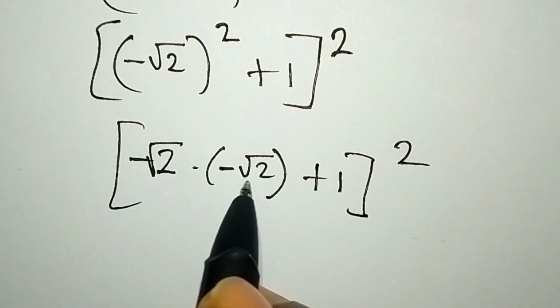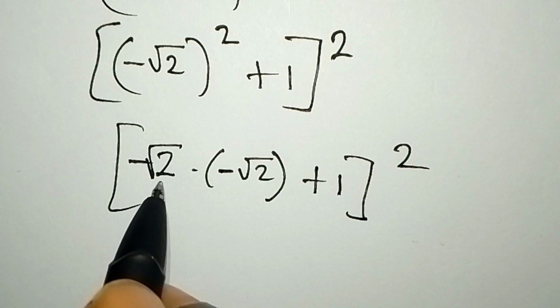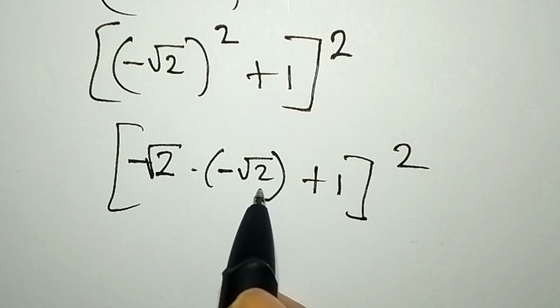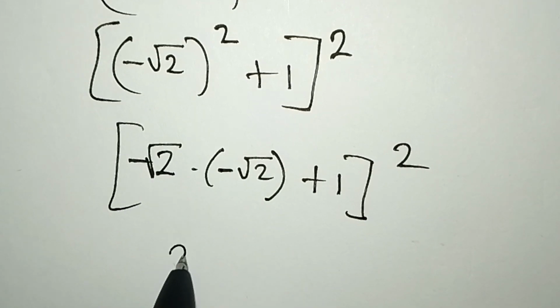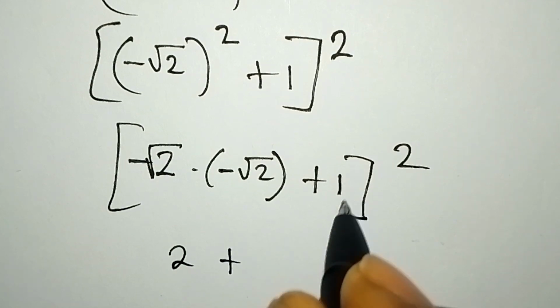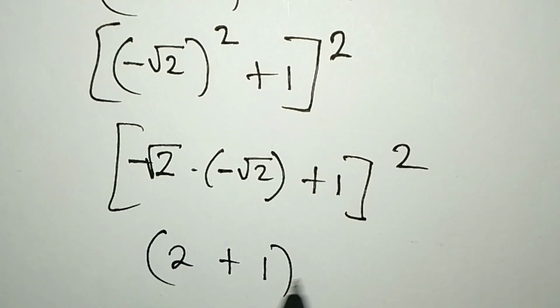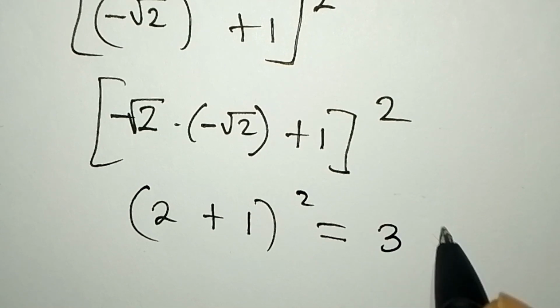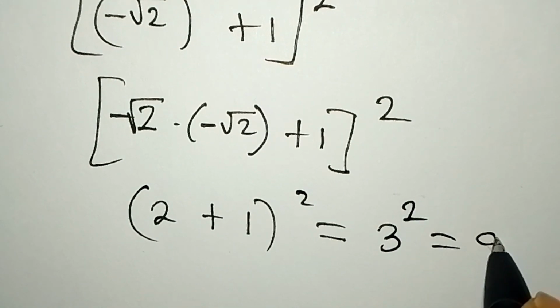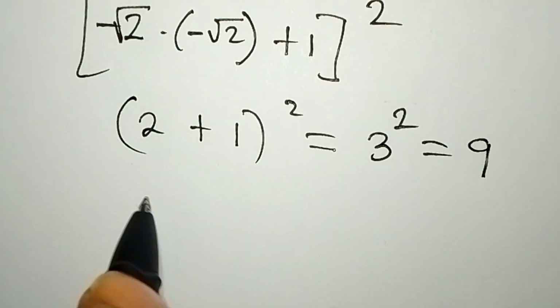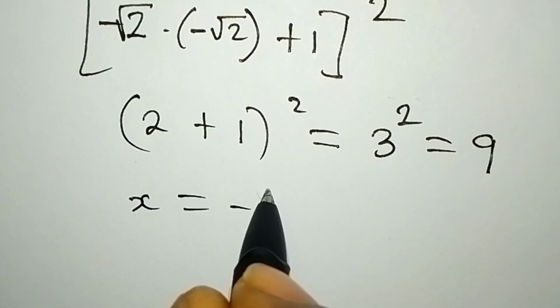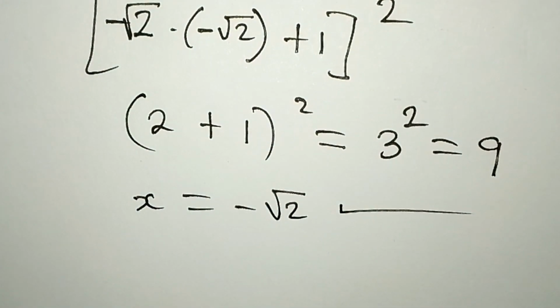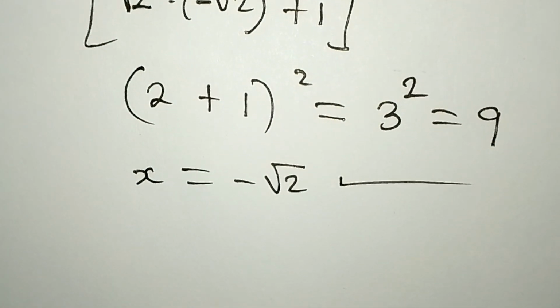So from here, what can we do? First of all, negative times negative will give positive. And then root 2 times root 2 will give us 2, plus 1, squared. So this is giving us 3 to the power of 2 as well. And 3 to the power of 2 is 9. So this is to also confirm that x equal to negative root 2 is satisfying.